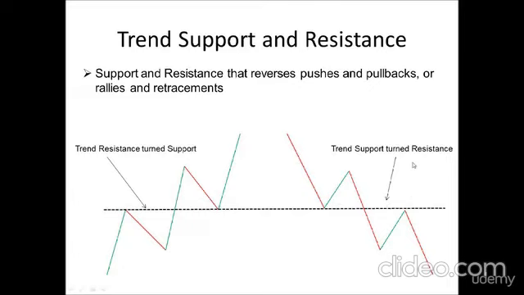We have the same concept with this downtrend demonstration. Price pushes and pulls back. This reversal acts as support. When that support is broken, it can act as resistance for the reversal of a pullback into a push. Let me demonstrate this with a real price chart.